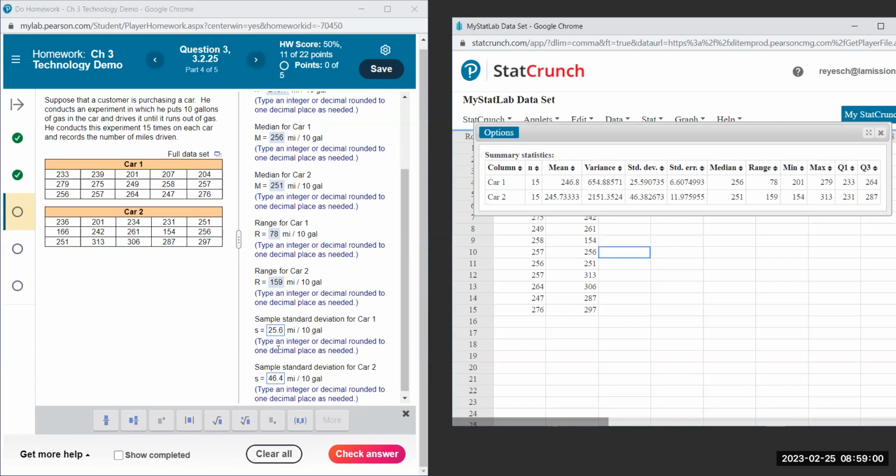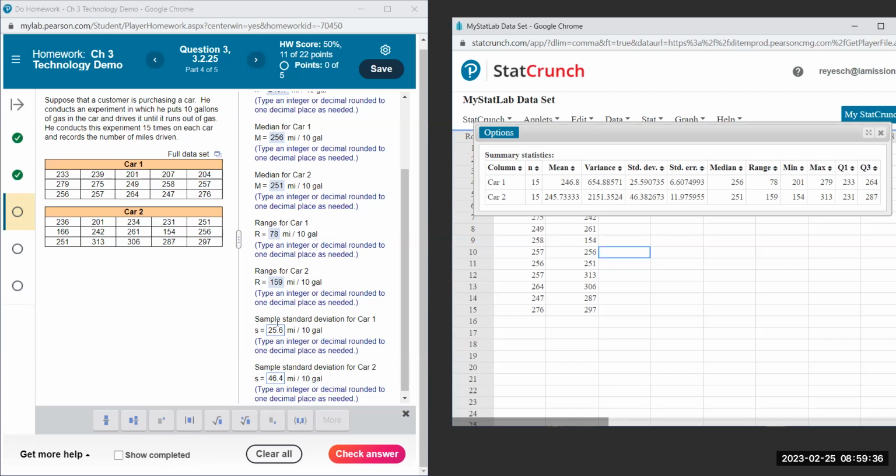So sample standard deviation. The range is the overall spread, the difference between the largest and the smallest. The sample standard deviation is like your typical spread. For the typical values, how wide are those? So for the typical values, there's only a 25 mile per tank difference versus a 46. So this again is more spread out than this one for the typical values.